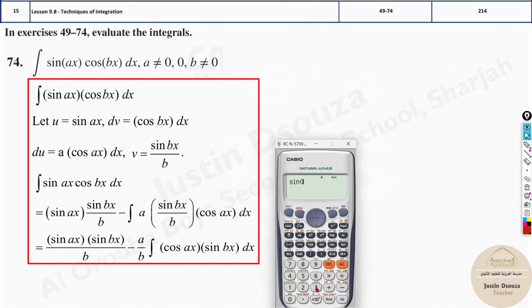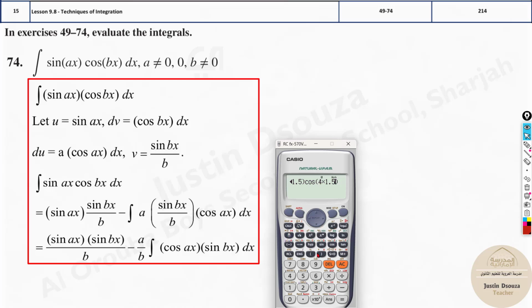Sine, I'll take the A value as 3 and the B value as 4. A multiplied by x, I generally take x as 1.5 itself. And what about cosine? It is bx, B I will take as 4, into 1.5. And now don't take them as the same values. They must be unique. That's the only thing.